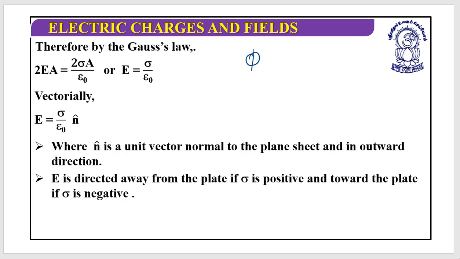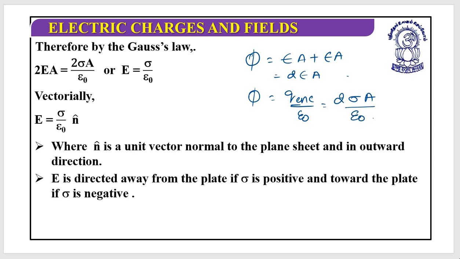So the situation would look something like this. You have flux equal to EA plus EA, which is 2EA, and you have flux equal to Q enclosed divided by epsilon naught. That means it is twice sigma A, where I have replaced Q. This is relation number 1, this is relation number 2. Let's compare it. Twice sigma A divided by epsilon naught should be equal to 2 into E into A.